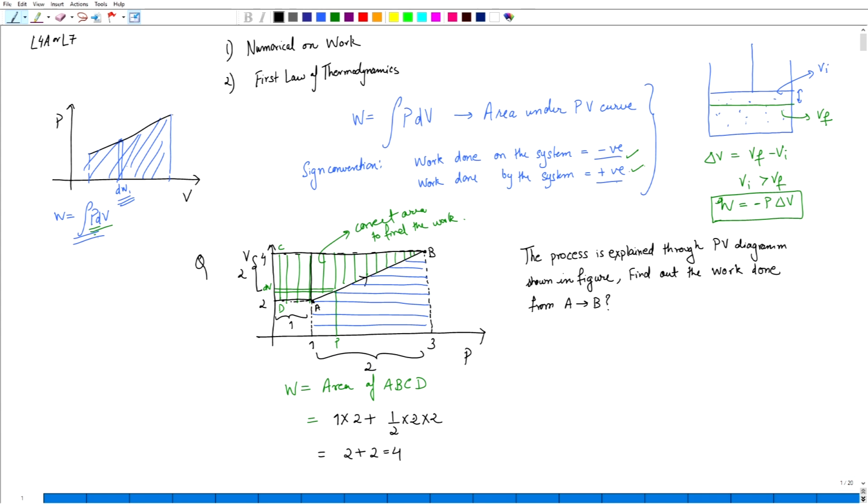Okay, so the area under this green curve is this. If you know, the area of a trapezoid is nothing but half the sum of the parallel sides into the width between them.